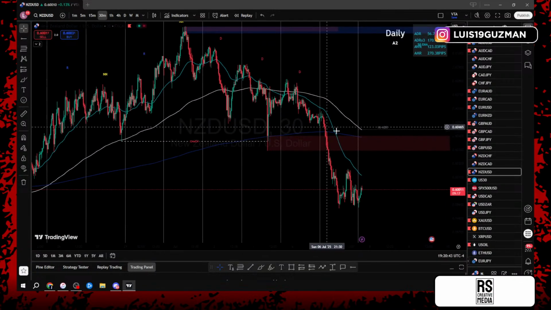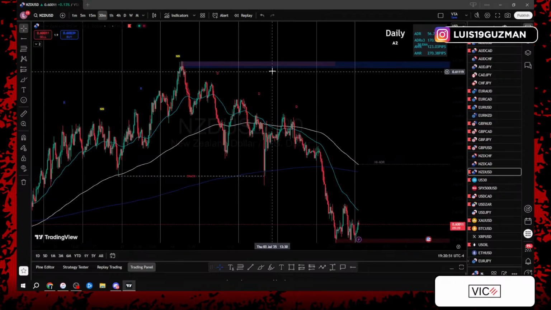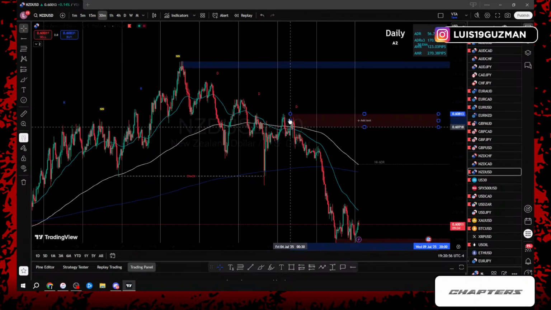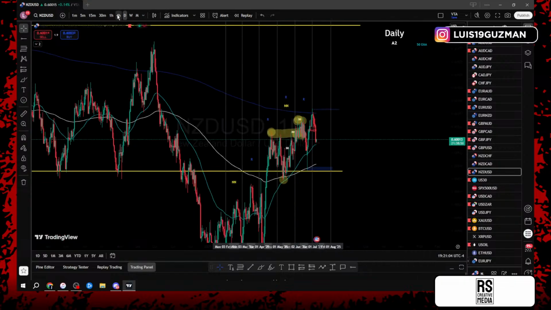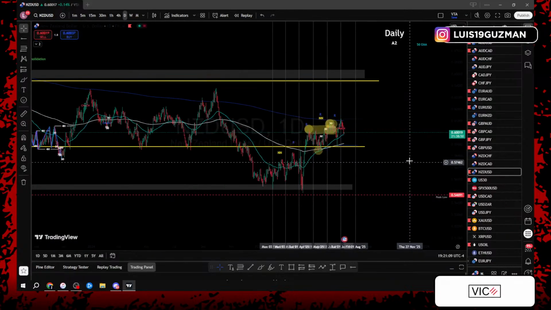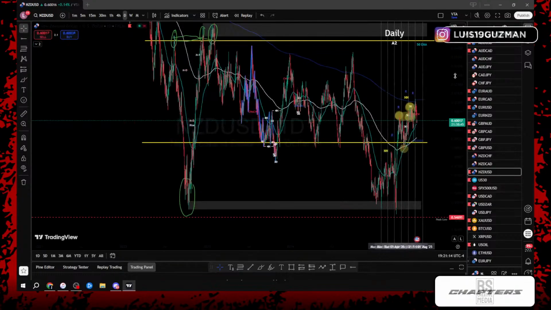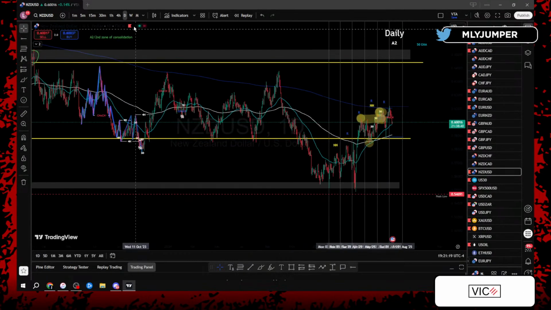NZD USD still making lower lows and lower highs. This is a pair also in an overall downtrend. We'll keep an eye on NZD USD. For me, NZD USD is one of the best ones to keep an eye on. We already filled that gap that we were looking for in the second zone of consolidation. We're looking for that third push back down to the bottom.